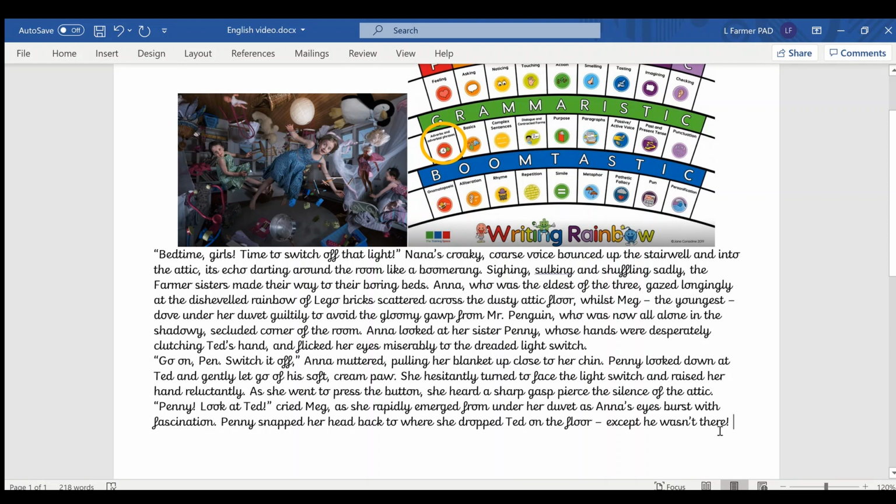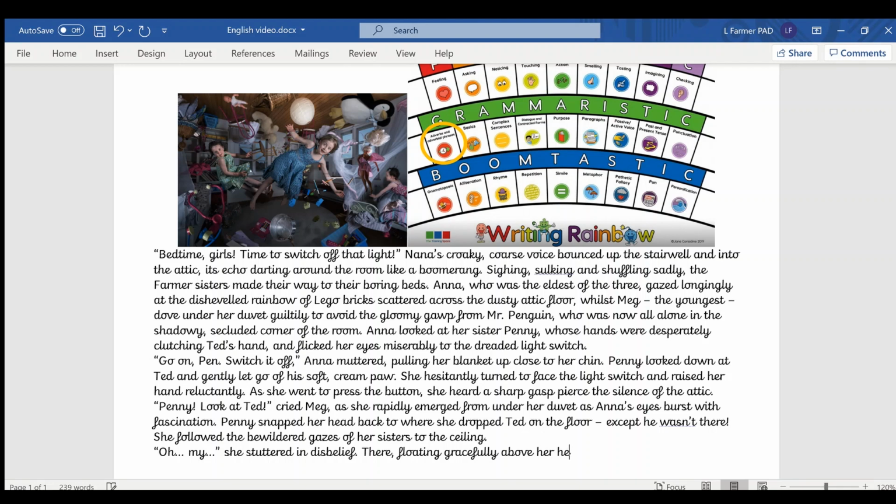Except he wasn't there. She followed the bewildered gazes of her sisters to the ceiling. And then we have Penny do a little bit of talking. "Oh my," she stuttered in disbelief. There, floating gracefully, another adverb there, above her head was Ted.